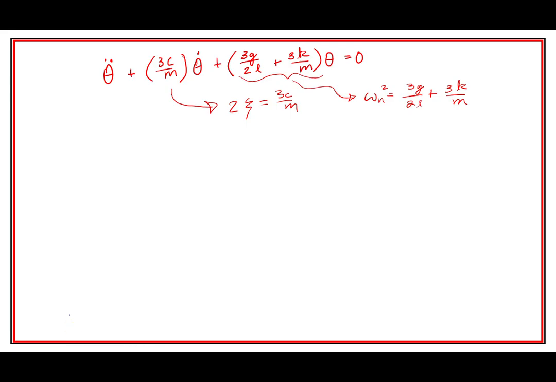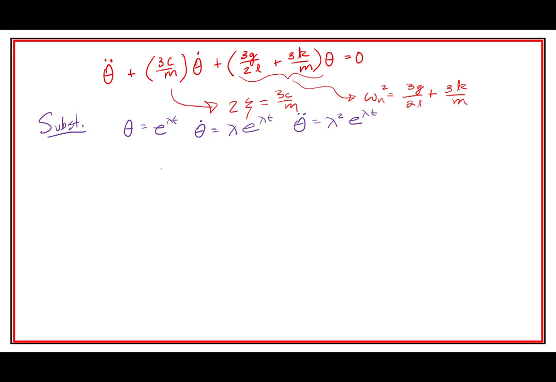Here's what I did. I substitute. So this is back to where this stuff came from. Theta is equal to e to the theta t. Theta dot is equal to lambda. I said theta, but I meant lambda. Theta is equal to e to the lambda t. So then theta dot is equal to lambda e to the lambda t. And then theta double dot is equal to lambda squared e to the lambda t.